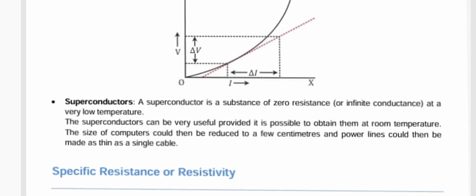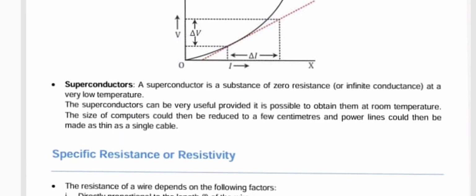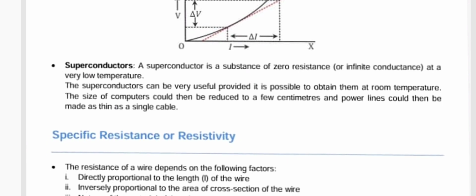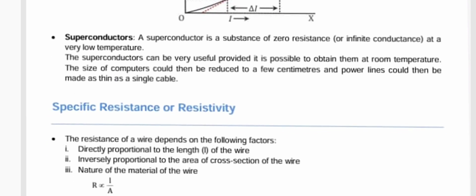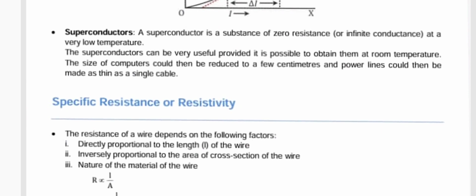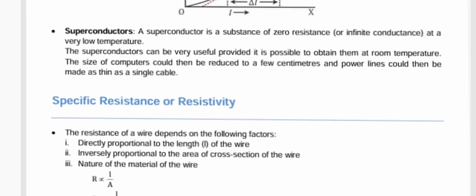Now, superconductor. A superconductor is a substance of zero resistance or infinite conductance at very low temperature. Superconductors can be very useful provided it is possible to obtain them at room temperature. The size of computers could also be reduced to a few centimeters, and the power lines could then be made as thin as a single cable.